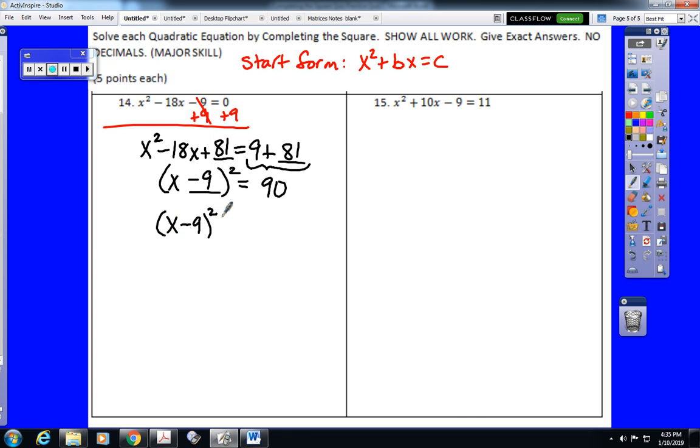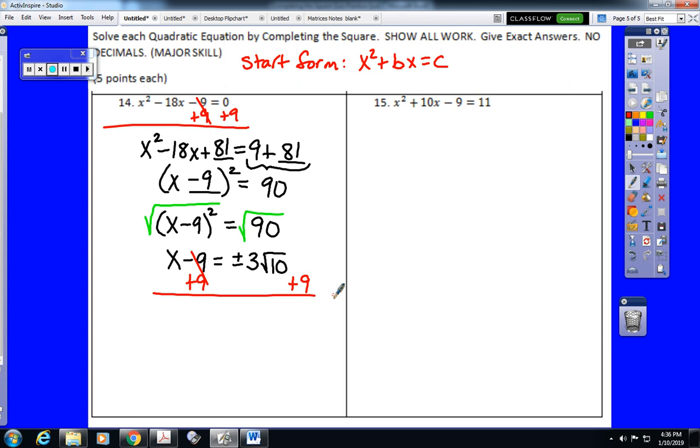So we have x minus 9 squared equals 90, and we take the square root of each side because we're trying to solve for x. That gives us x minus 9 equals plus or minus 3 root 10 because 90 reduces to 3 root 10. Add 9 to each side. Those are not like terms, so this will not clean up any further than us simply saying 9 plus or minus 3 root 10.